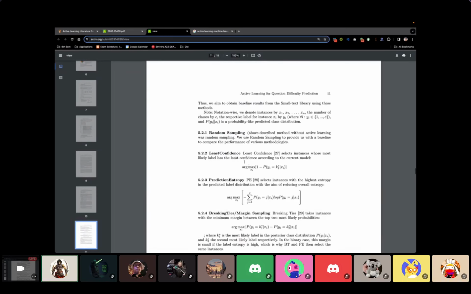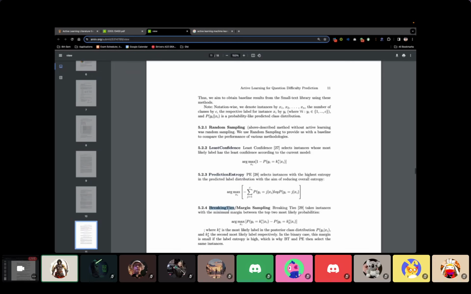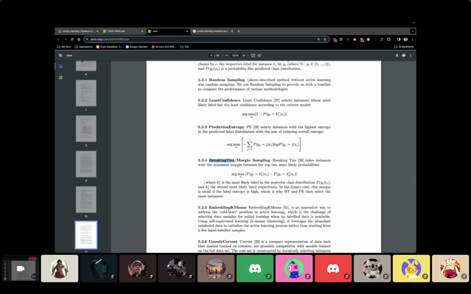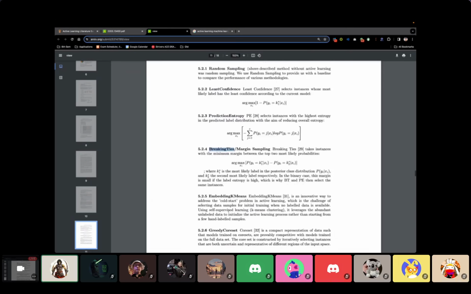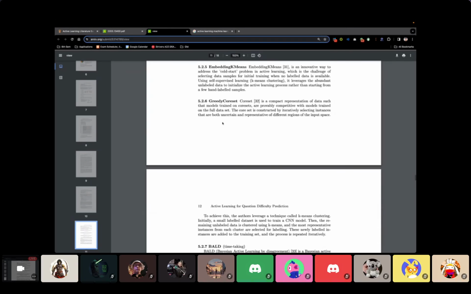Basically, you have to implement least confidence, prediction entropy, and margin sampling. So note down these. Maybe you can write least confidence, prediction entropy, and margin sampling. I'll give you only those that are very simple to implement. So greedy core set. Core set is a compact representation.